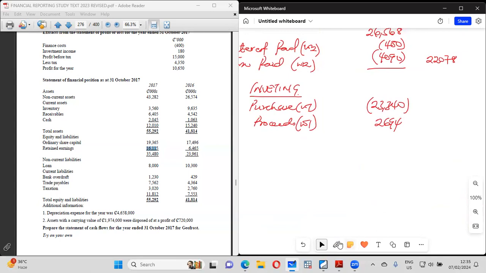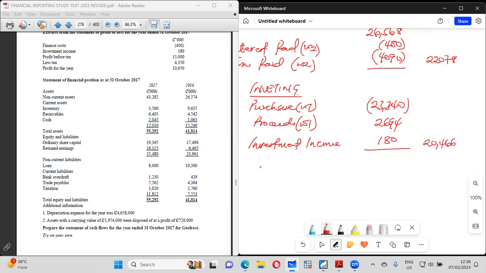There is an investment income they received over here. 180. Don't forget, investment income is money that they received. But we took it out of the operating activity because it doesn't belong there. All right, so investment income, if you remember our format, investment income. So they had an investment income of 180. All right, so that is that. So now, what do we have here? What we have here is 23340. We are deducting 2694 and again 180. So that gives me something like 20466.